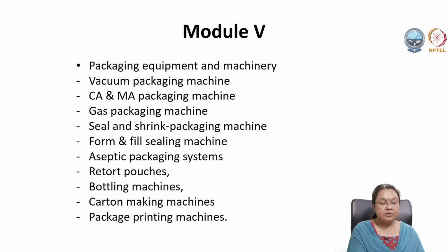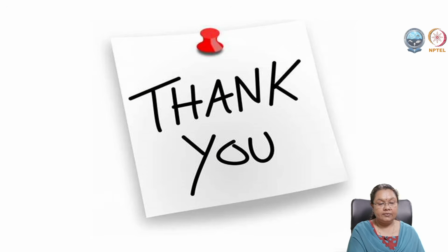And we'll also discuss form and fill sealing machines, aseptic packing systems, retort pouches. Now retort pouches are of significant importance, and a lot of attention is being paid to them. So we'll also discuss the different layers of retort pouches and the importance of retort pouches. Then bottling machines and carton making machines. Finally, we'll discuss the printing machines and what are the different aspects or criteria that need to be considered while printing. So these will be the details in module 5, and with this let's enter into the details. Thank you.